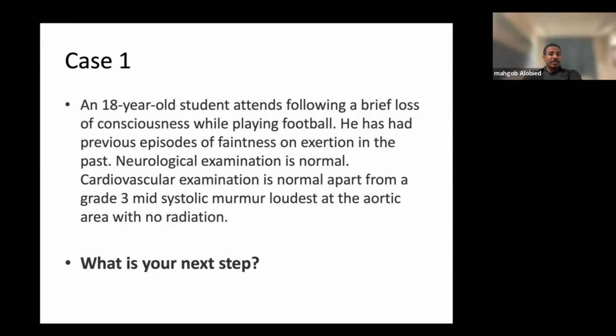Okay, an 18-year-old student attends following a brief loss of consciousness while playing football. He has had a previous episode of fainting on exertion, so this is not his first time. His neurological examination is normal, as usual. Cardiovascular examination is normal, apart from a grade 3 mid-systolic murmur, loudest in the aortic area, with no radiation.